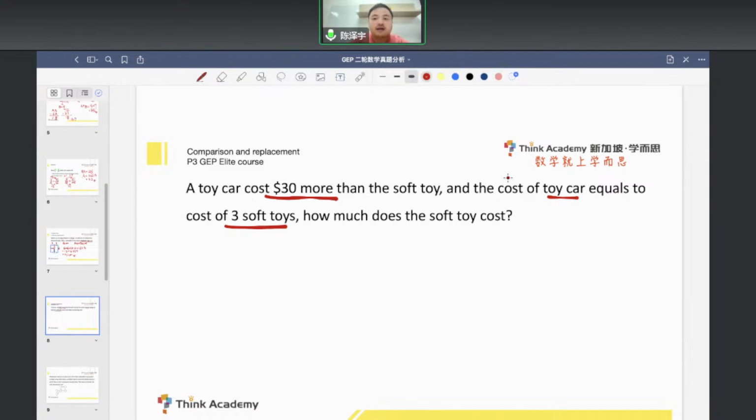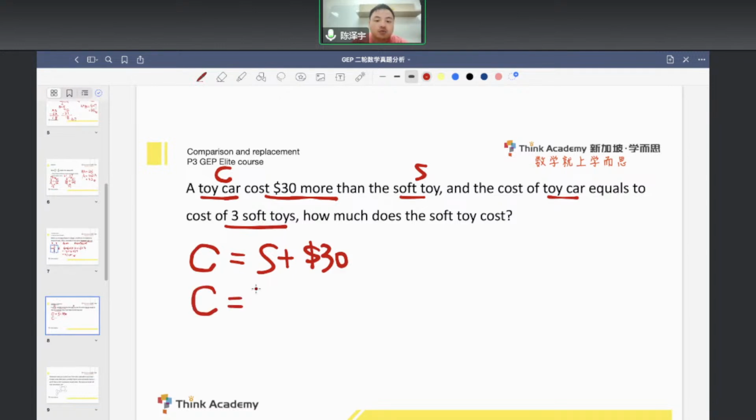Okay, so just write down the formula for the 2 parts. First one tells you a toy car costs $30 more than a soft toy. So I use C to represent a car. Then soft toy I just write as S. So toy car is C, soft toy is S. So C equals S plus $30. That is my first part. And then second part, the cost of toy car equals the cost of 3 soft toys. So I know that C equals 3 S.